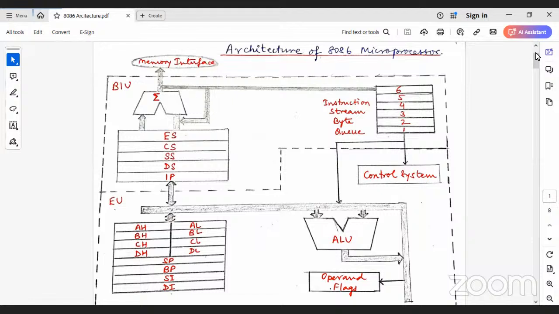Segment registers, yes. Segment registers are only ES, CS, SS, and DS. IP is your instruction pointer, so you should not write anything about IP when you are talking about the segment registers. What are segment registers? What is the length of a segment register? What work does it do? You have to cover this many points when you are discussing the segment registers. Okay, thank you.